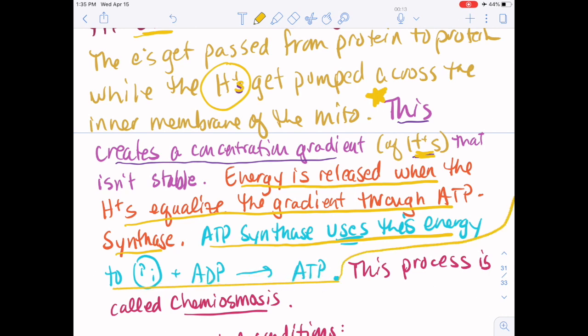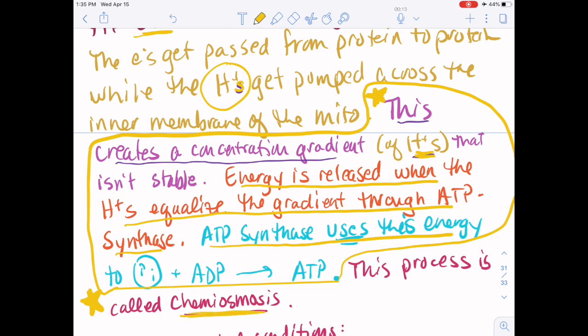This is so important. This is the gist of everything. This is the gist of chemiosmosis.